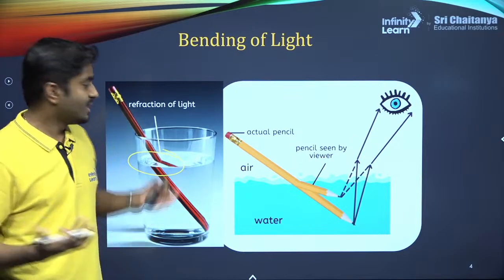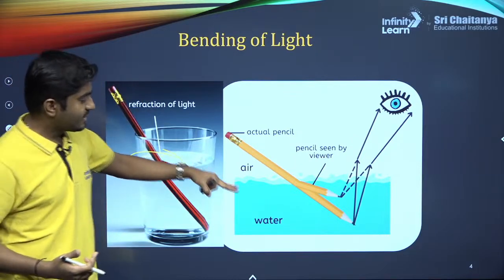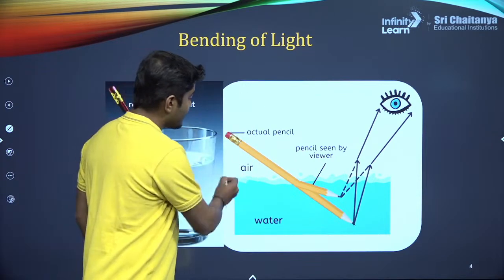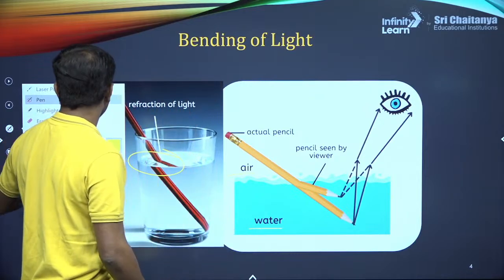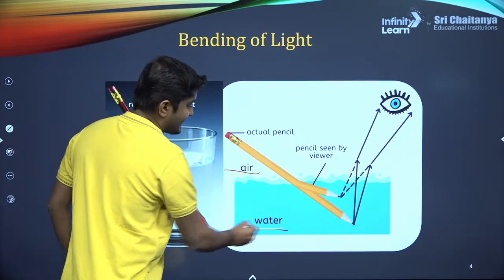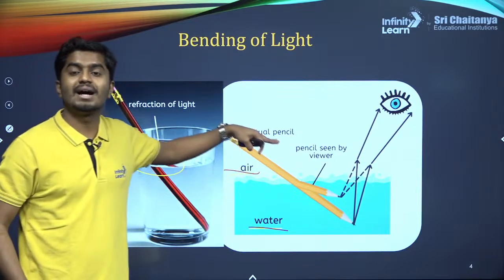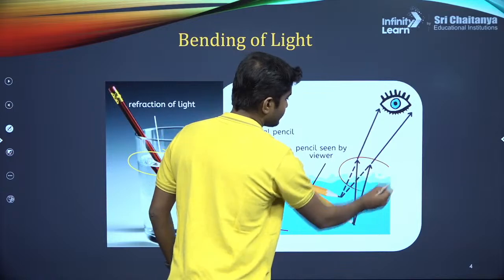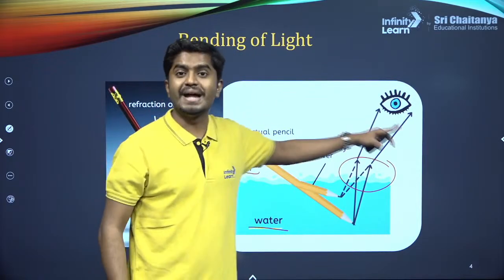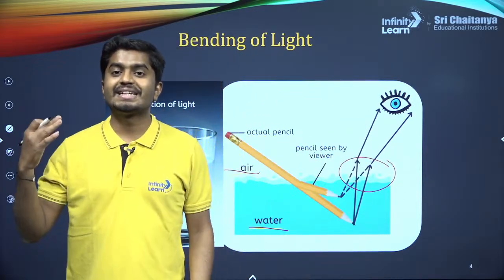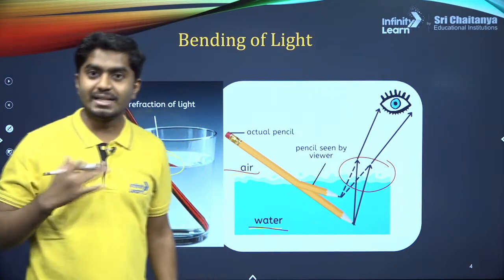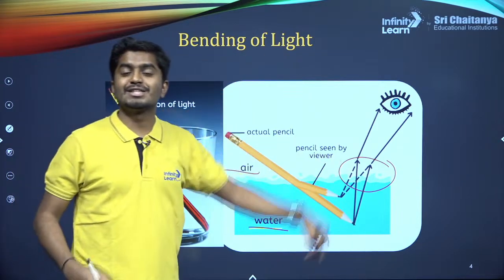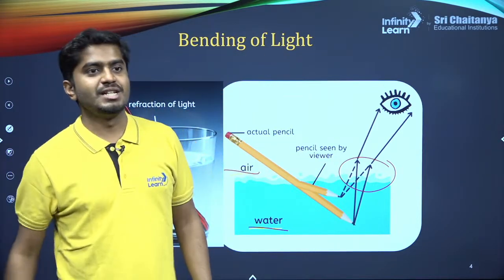So why is that? तो यहाँ पे क्या होता है, when the light travels from one transparent medium to another. So air and water both are transparent mediums. So when the light travels from one to another, what happens? There is a bending of light. You see here in this region the light bends. So whenever light travels from one medium to another medium, there is a bending of light, and this bending of light is called as refraction. Clear?